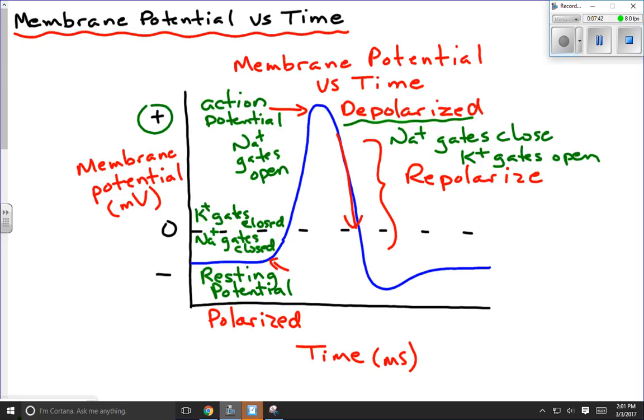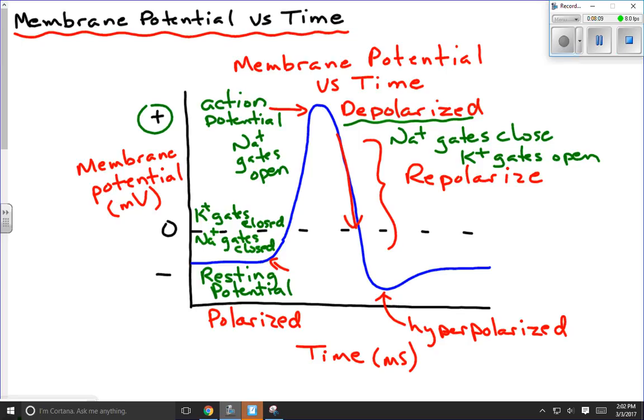Now, it will overshoot slightly. When it overshoots slightly, we have a term for this. We call this portion of the graph hyperpolarized, because it's a little bit more polarized than it needs to be. But all of this can be sorted out just by waiting for the sodium-potassium pump to get back to business, to get back to work. Because now we've got sodium inside, we've got potassium outside. The pump can now pump in a 3-to-2 ratio, pumping 3 sodiums out for every potassium back in.